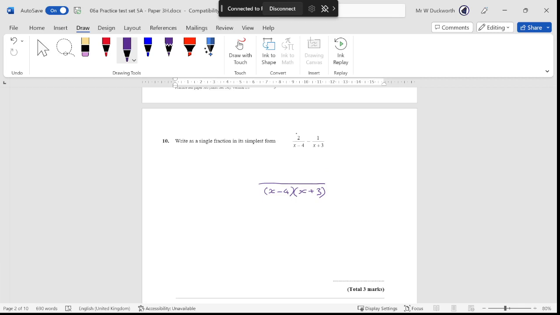To do that, I would need to times this fraction by x plus 3. So I'd have 2 lots of x plus 3. And then the other fraction, the numerator, would need to be times by x minus 4. So x minus 4. And then you've got a double negative that you've got to watch out for. But when we tidy that up, 2x minus x would be x. 6 minus minus 4 becomes 6 plus 4. So it would be x plus 10 over that denominator of x minus 4 times by x plus 3.